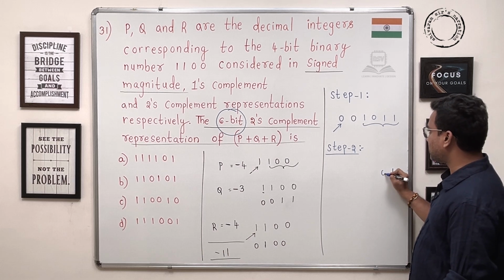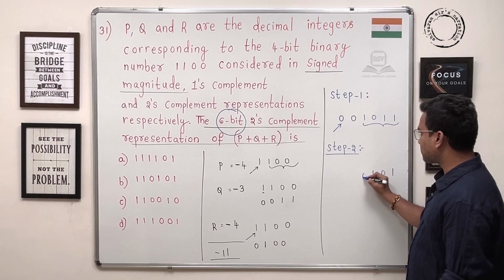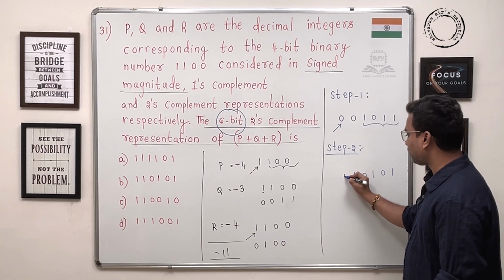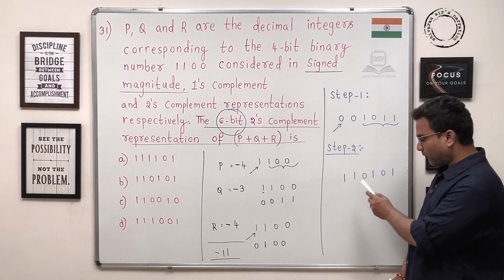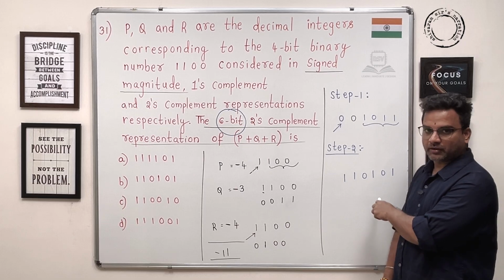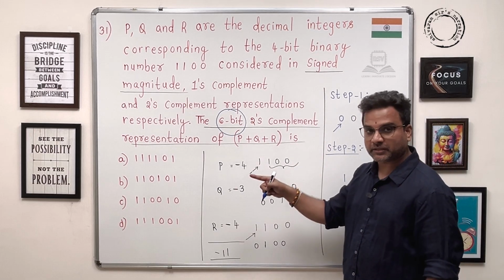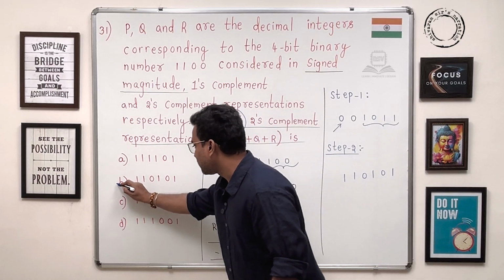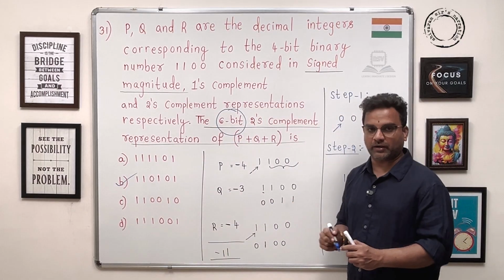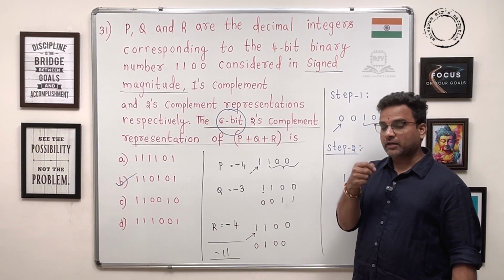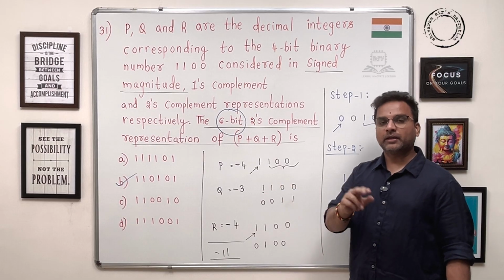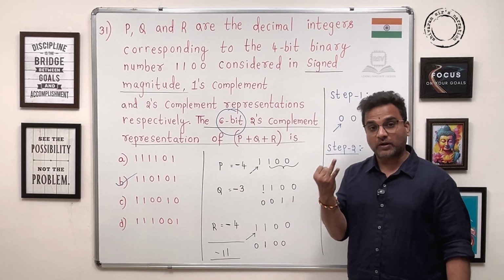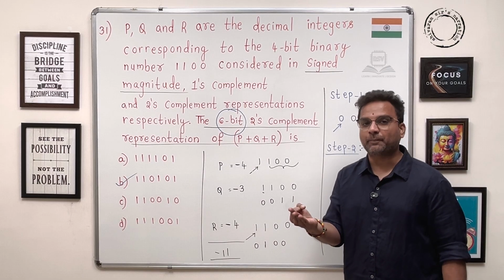By applying 2's complement, here it is 110101. The 6-bit 2's complement representation of P plus Q plus R is 110101. In this way, you can represent any decimal number in sign magnitude representation, 1's complement representation, 2's complement representation.